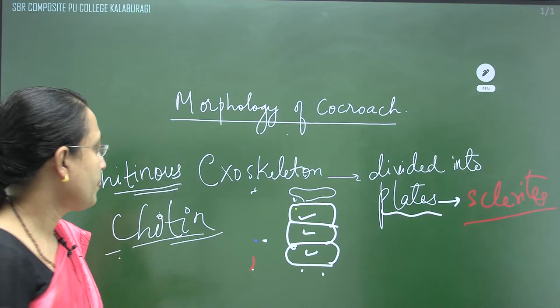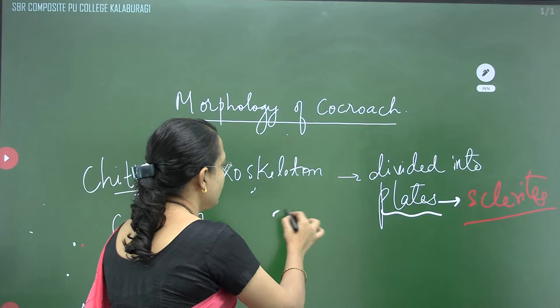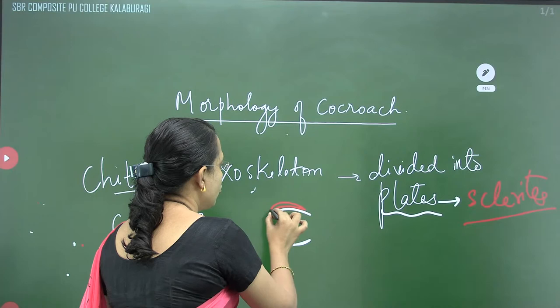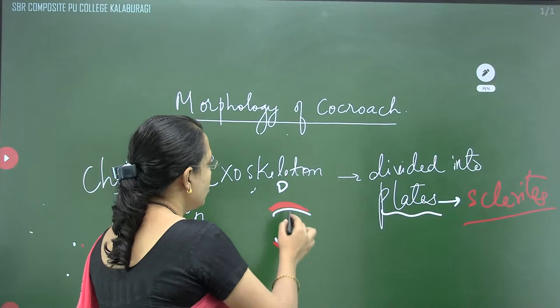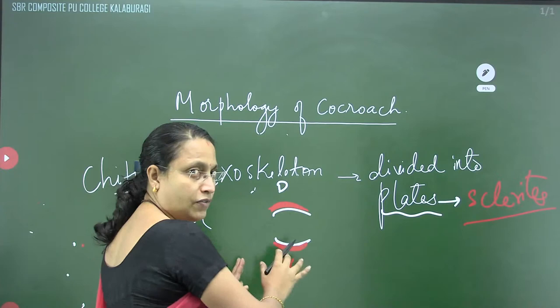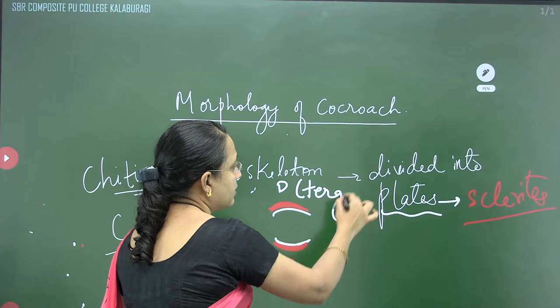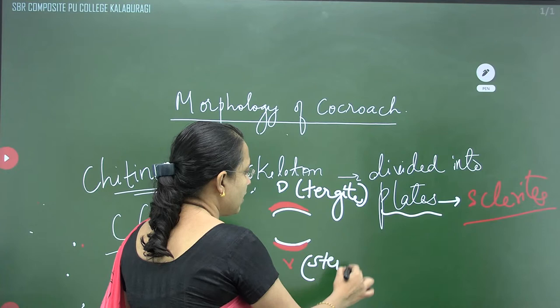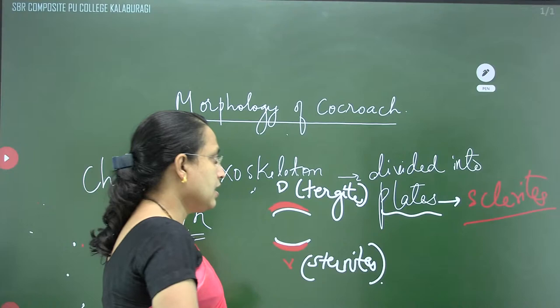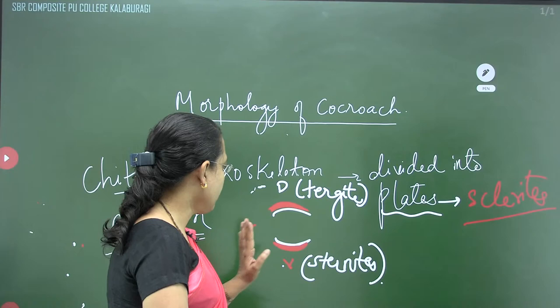Now consider this is one of the segments, and there is an exoskeleton plate on top as well as an exoskeleton plate on below. So this is the dorsal end and this is the ventral end. Suppose this is a side view of one of the segments; the dorsal side sclerite will be called a tergite. The sclerites present on the dorsal side of the cockroach are called tergites, whereas sclerites present on the ventral side are called sterna or sternites. So tergum and sternum. So this was about the chitinous exoskeleton.